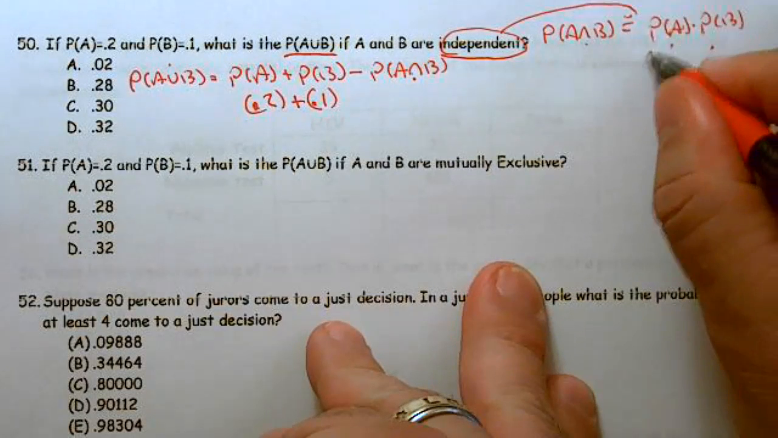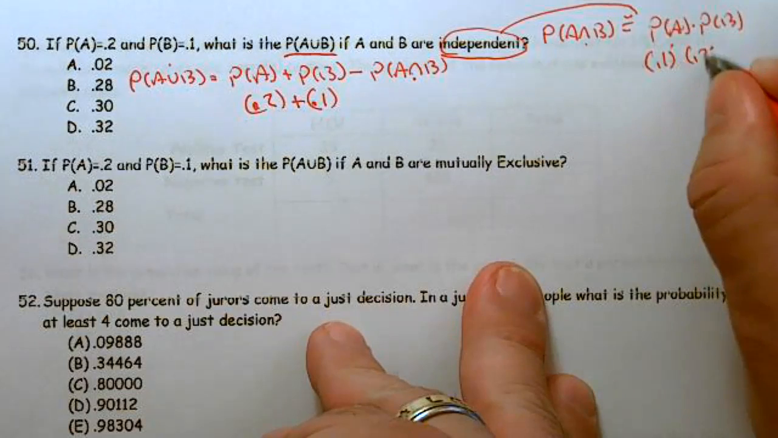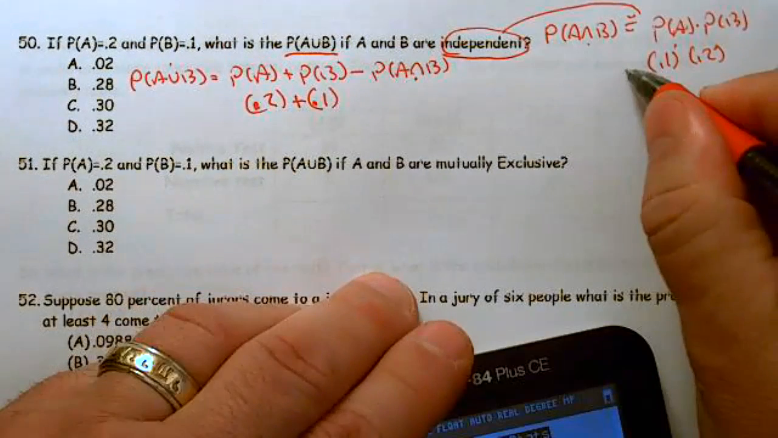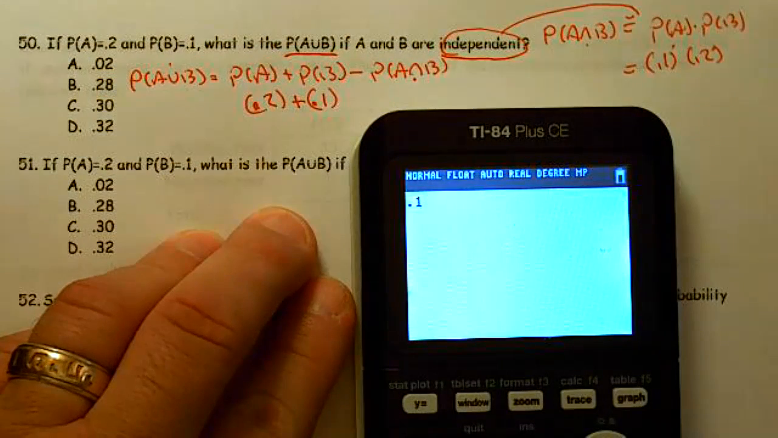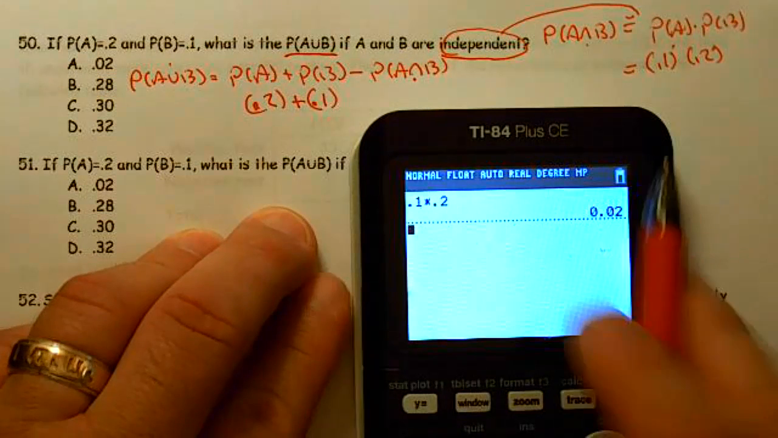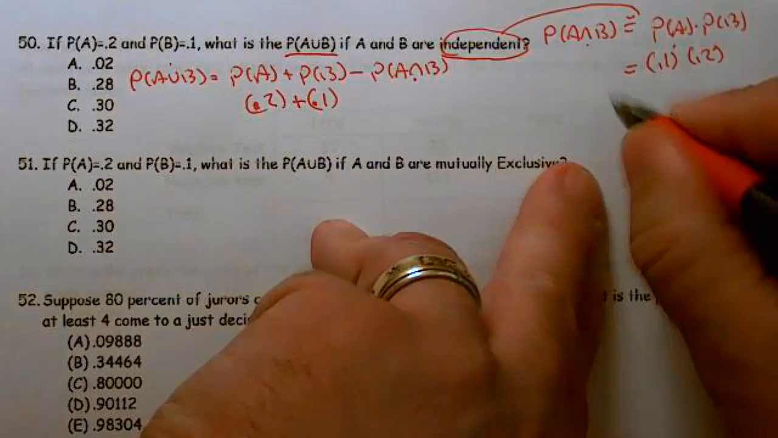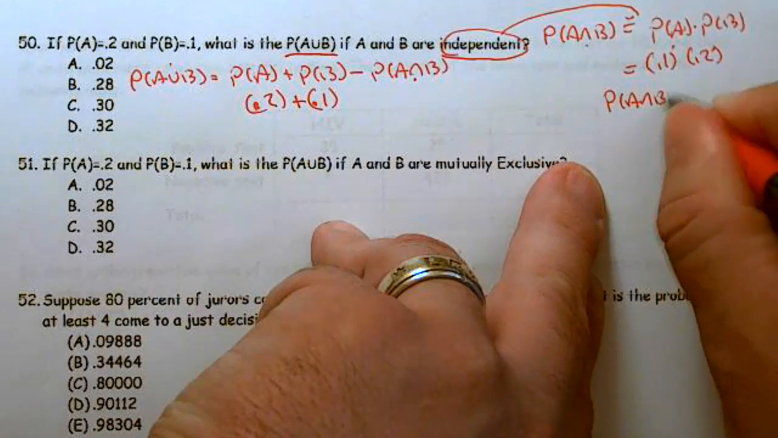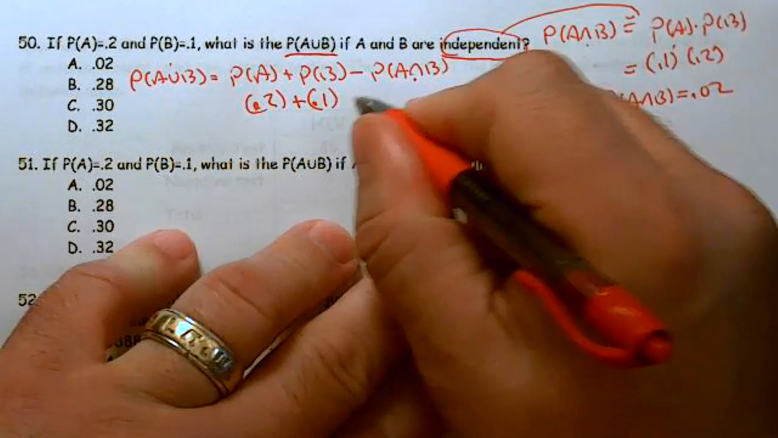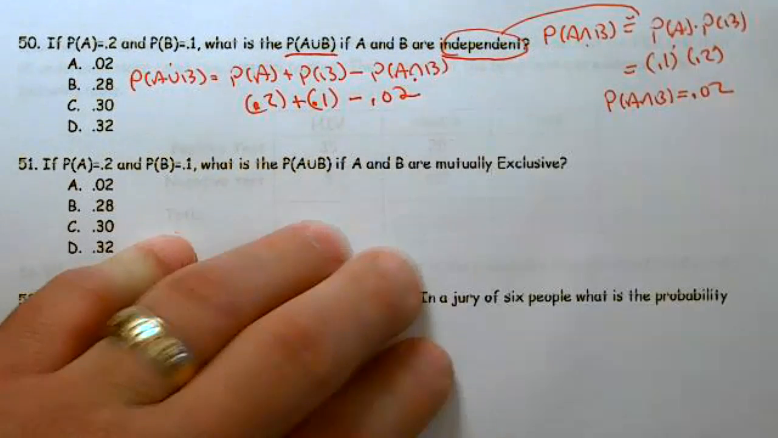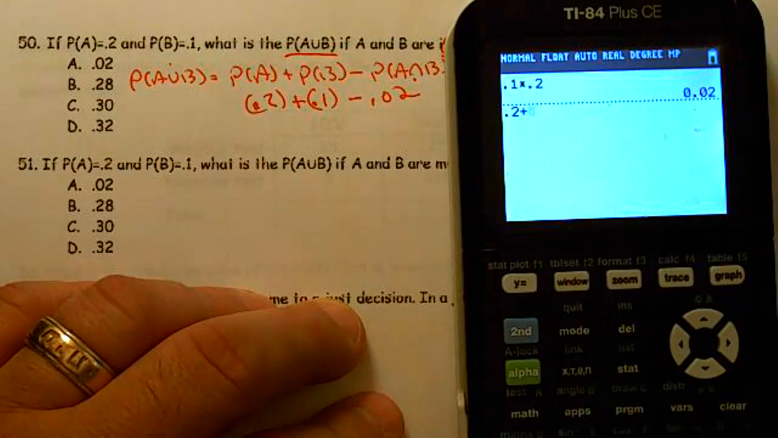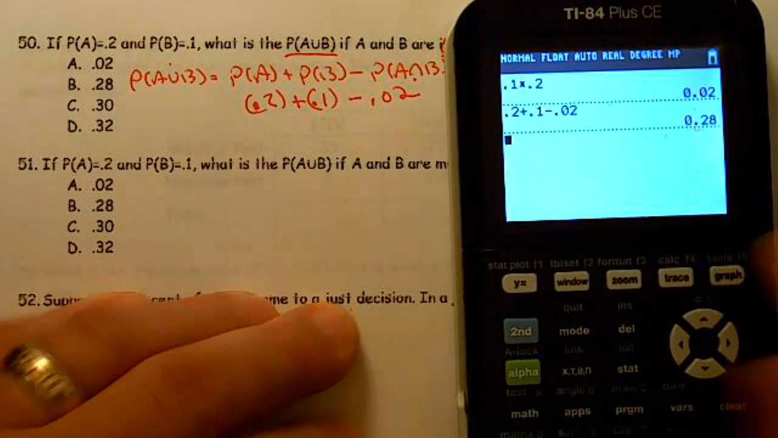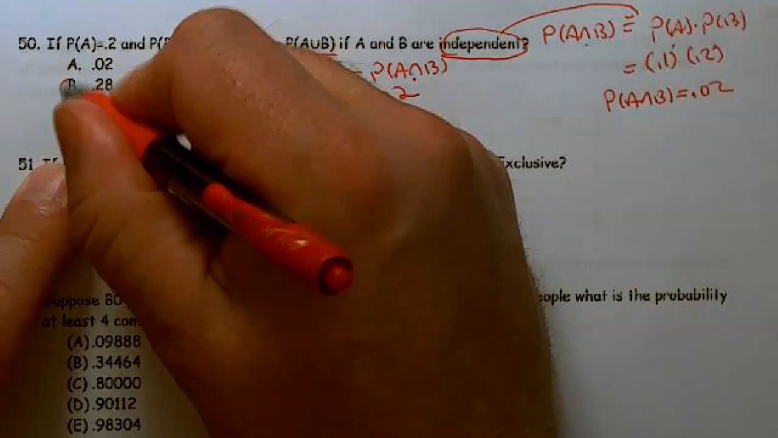So A happens to be 0.1. B happens to be 0.2. So when I go to the calculator and I go 0.1 times 0.2, I end up getting 0.02. So the probability of A and B equals 0.02. So I need to subtract 0.02. So 0.2 plus 0.1 minus 0.02 equals 0.28, and we get our answer, which is letter B.